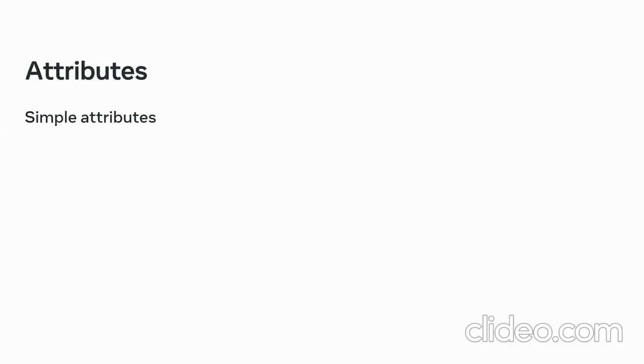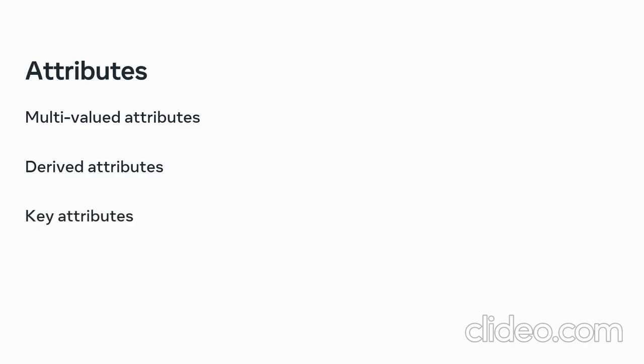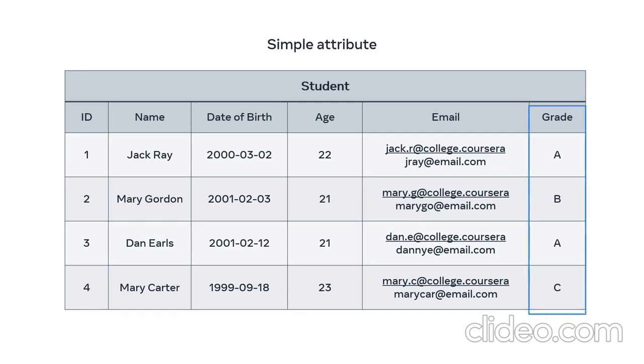But there are also different types of attributes in a relational database system. These include simple attributes, composite attributes, and single-valued attributes. And there are also multi-valued attributes, derived attributes, and key attributes. Let's explore these attributes in more detail using the example of a student table in a relational database system. A simple attribute is an attribute that cannot be classified further.